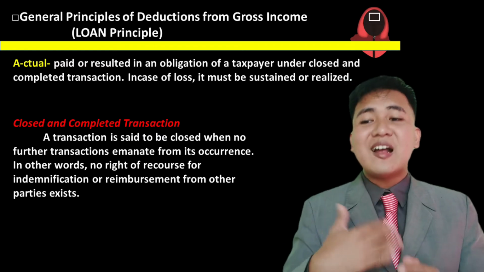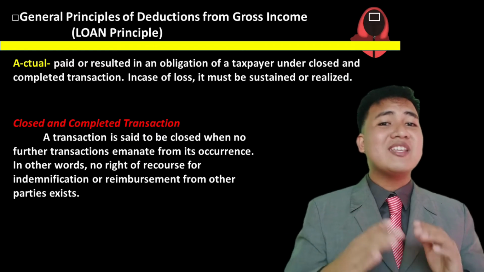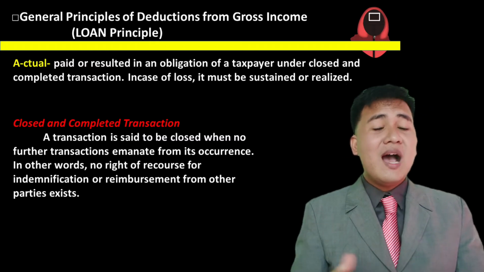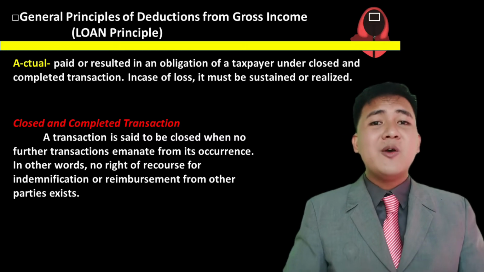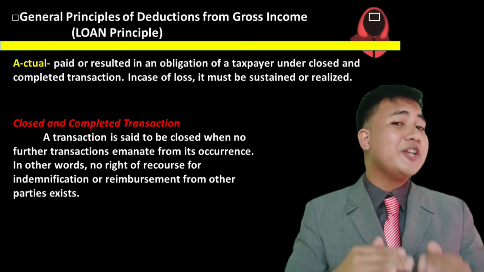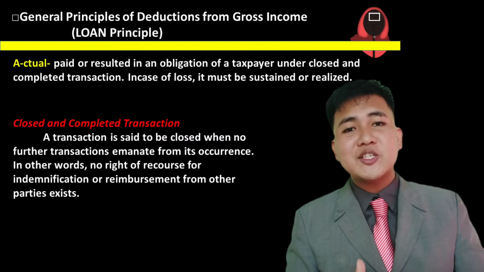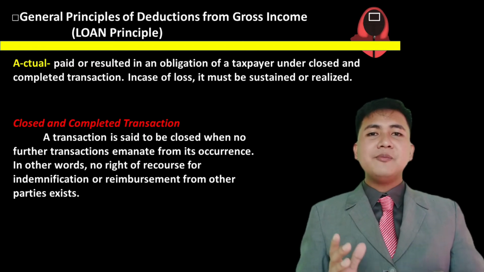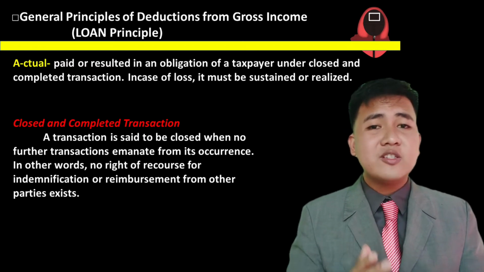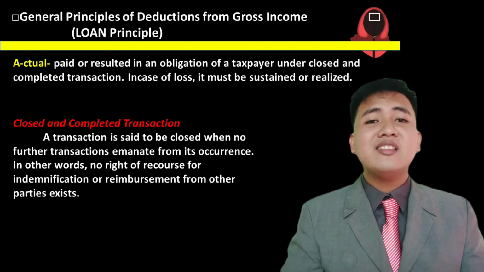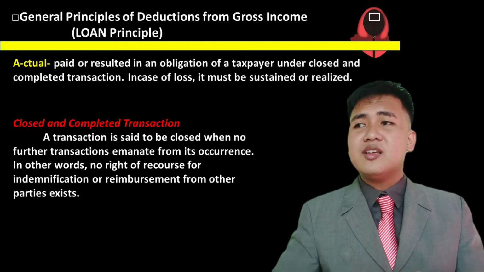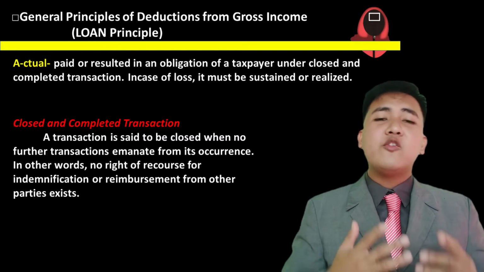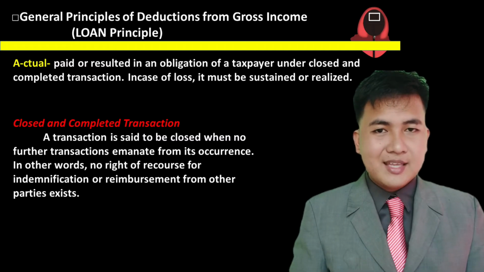It says here that a closed and complete transaction can only be achieved when no further transaction emanates from its occurrence. So, for a fire loss on an insured property, we are expecting that there will be a final reimbursement. That's why it is not yet considered to be sustained in a closed or complete transaction. Another example, when a taxpayer incurred a loss on a lawsuit, we cannot consider it to be final until final judgment is rendered. Until such time, we could only consider it a closed and complete transaction when final judgment has already been decided.